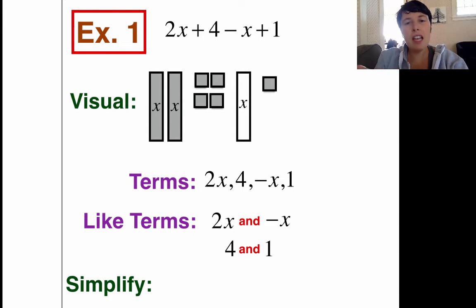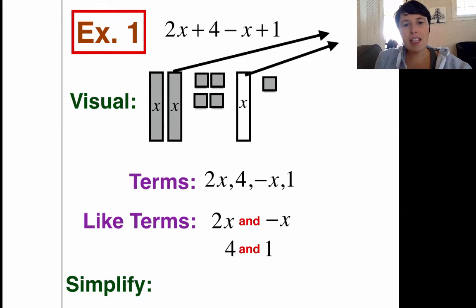A positive and a negative are like opposites. They counteract each other and they make a big 0. So that x and that negative x actually can be pulled off the map. They can be pulled off your table if you have it built in front of you. I'm going to draw arrows and put them over there.